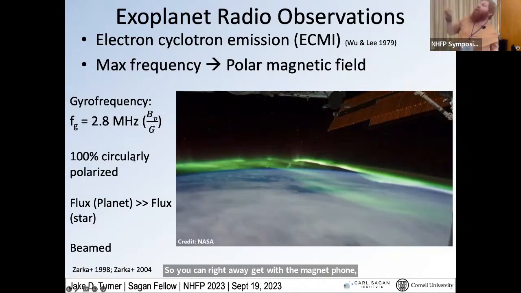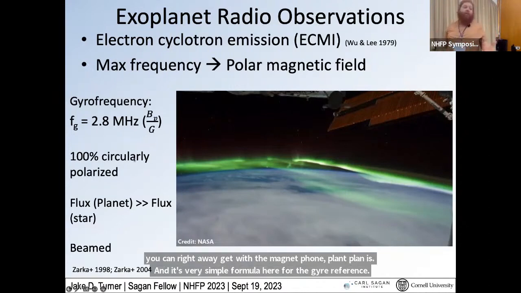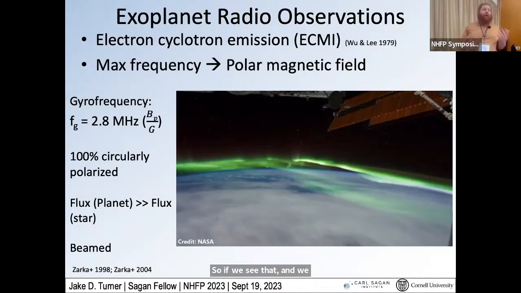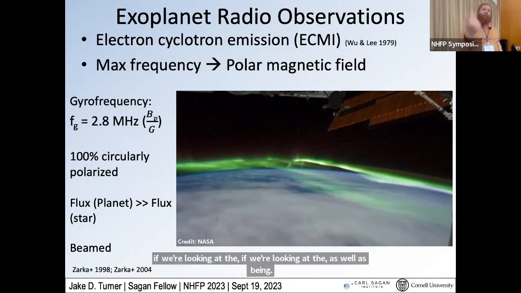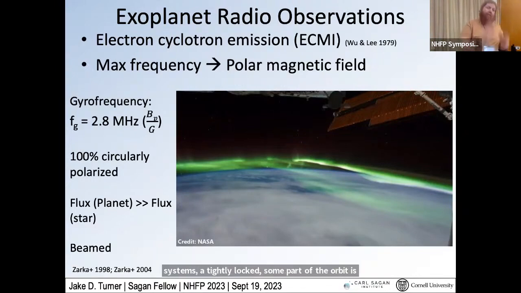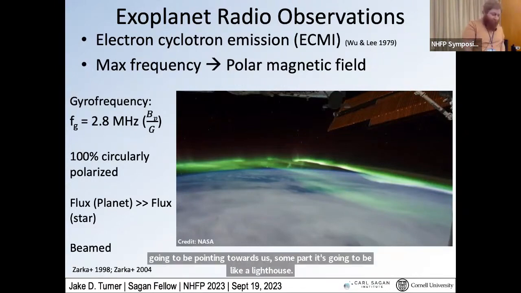The good thing about this emission is it's 100% circularly polarized, which is really nice. Not a lot of things in the universe are. You also expect the flux from the planet to be way greater than the flux of the star. We see that in our solar system: Jupiter is orders of magnitude brighter at 20 megahertz than the sun, as well as beamed. If we're looking at one of these tidally locked hot Jupiter systems, some part of the orbit is going to be pointing towards us and some part away, so it's going to be like a lighthouse. We actually have to observe the entire orbit to figure out what part is beamed towards or away from us.